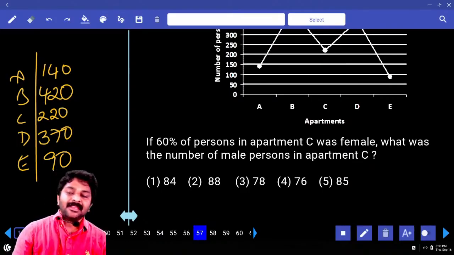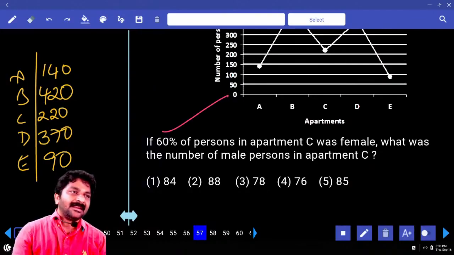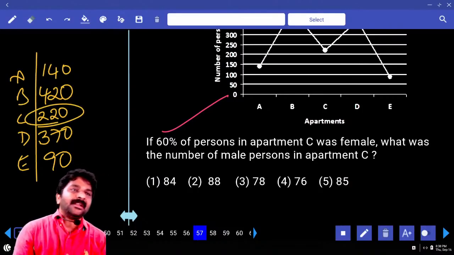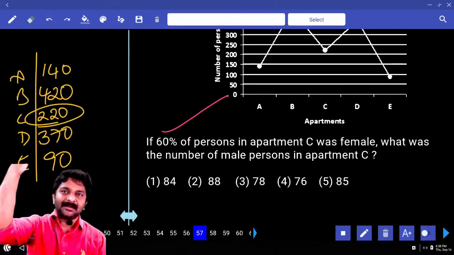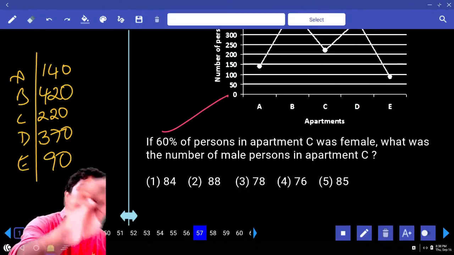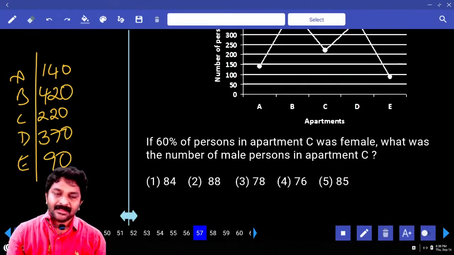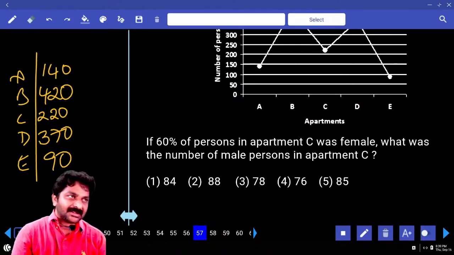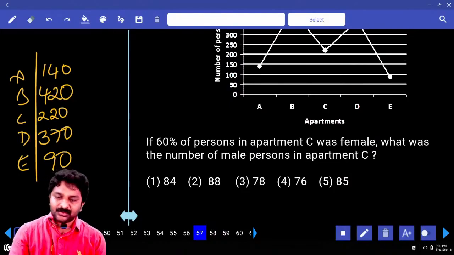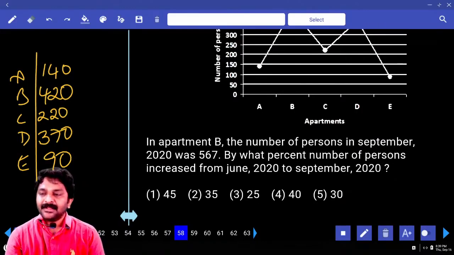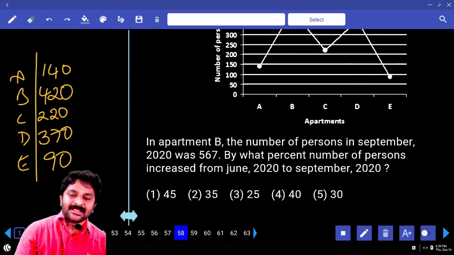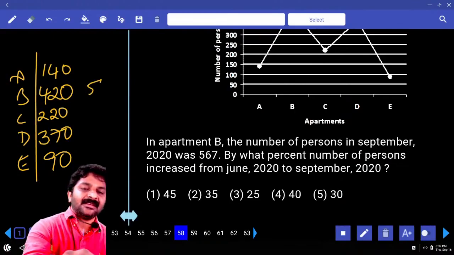If 60% of persons in apartment C were female, what was the number of male persons in apartment C? If 60% are female, the remaining 40% must be male only. Out of 220, we have to calculate 40%. 10%, double, double. What is 10%? Otherwise, you can verify with 11 multiplication also, because 220, when you calculate 10%, that is 22, which is an 11 multiple.